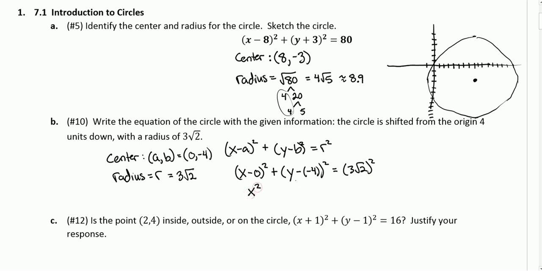x minus 0 is just x, so we get x squared. y minus negative 4 is y plus 4 squared. And then when we square 3 square root 2, we get 3 times 3, which is 9. Square root 2 times square root 2, which is 2. And so we can finish this by writing x squared plus y plus 4 squared is equal to 18. And there's our equation.